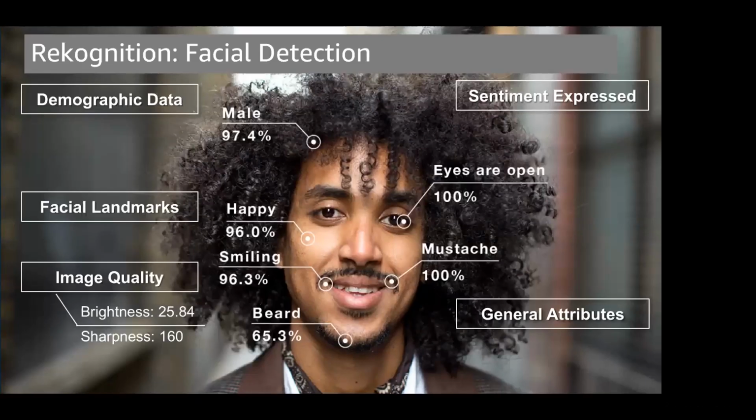You can use demographic data, like whether it's a man or woman, whether they are happy, and general attributes like where the eyes are, whether they are open or not, whether he's wearing glasses, whether he's smiling, has a beard or mustache, etc.